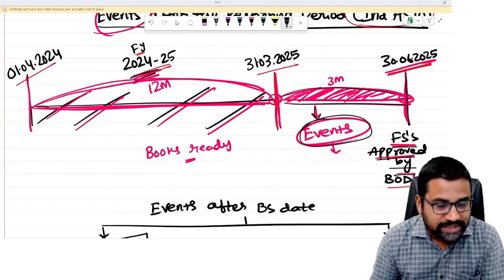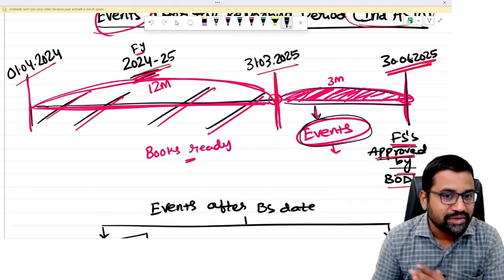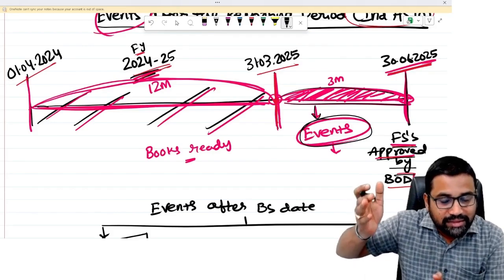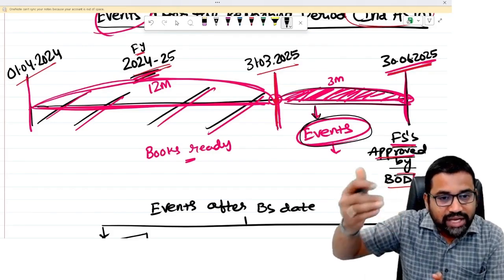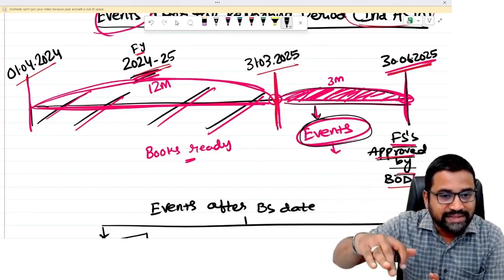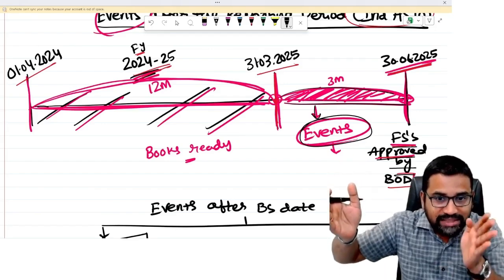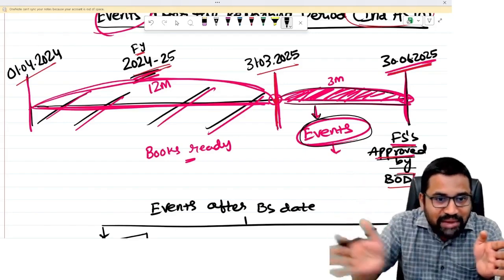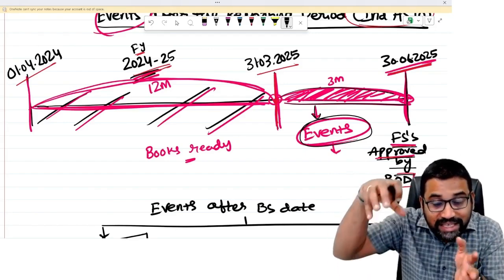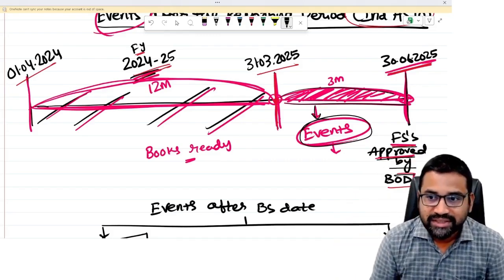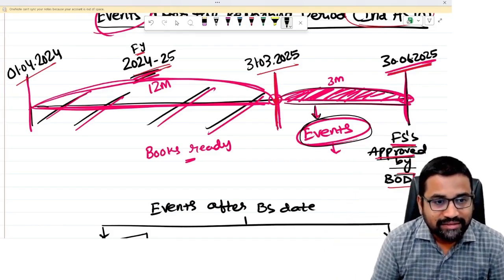Because see, already 31st March is over, but financial statements are not yet prepared. So we have time till the books are ready. And once the books are ready, we need to prepare financial statements and they will be approved. So they are saying that approval date, balance sheet date, approval date. So in this gap, if any event happened, whether the effect of that event we will include in the current year financial statements. Will it be considered?